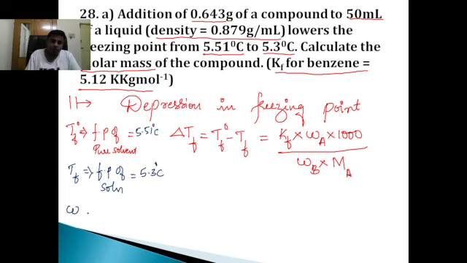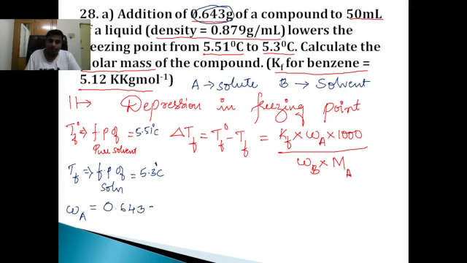What is WA? Please remember in this formula, A is solute, B is solvent. So WA, the mass of solute, is given how much? 0.643 gram. But WB, the mass of the liquid, is not given.